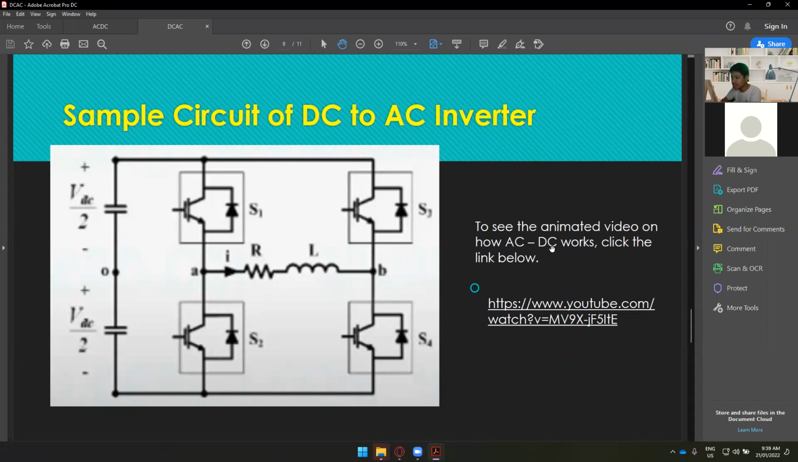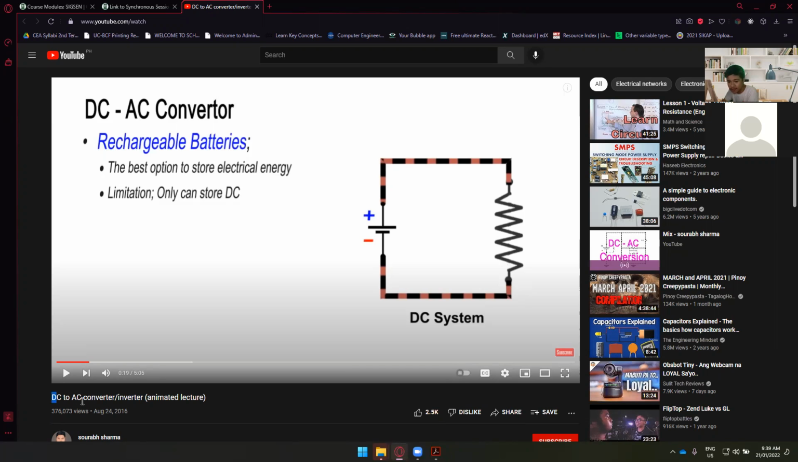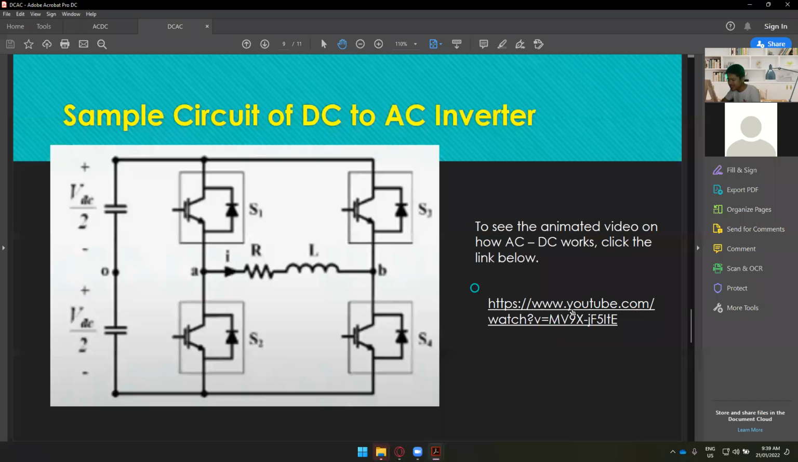This one is DC to AC. Okay, so this one is the sample circuit of a DC to AC, not AC to DC. You will see here that this one is also DC to AC. One more thing, another term for inverter is converter, right? Anyway, just check this video later on, which explains this sample circuit.